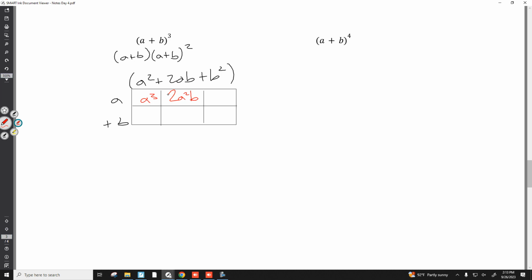Cool. 2 a squared b's, 1 more a squared b. 2a squared b's plus 1a squared b is 3a squared b. Does that make sense?